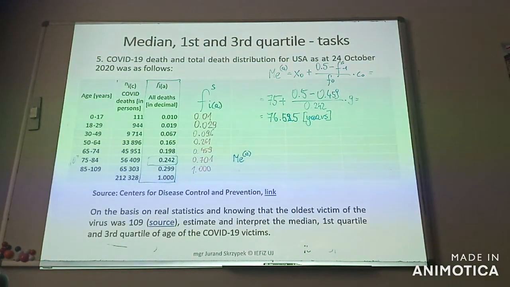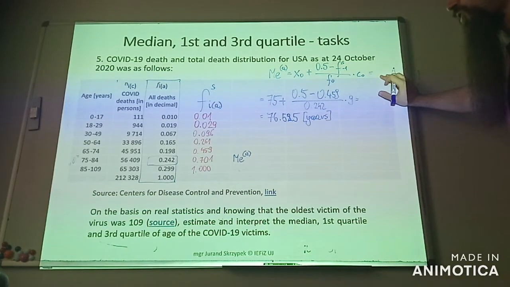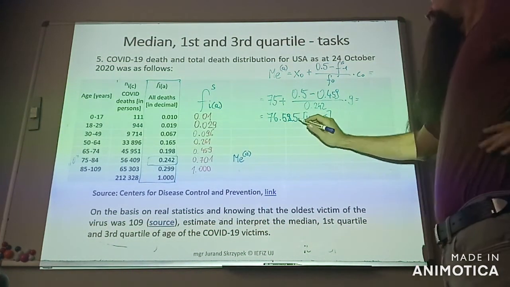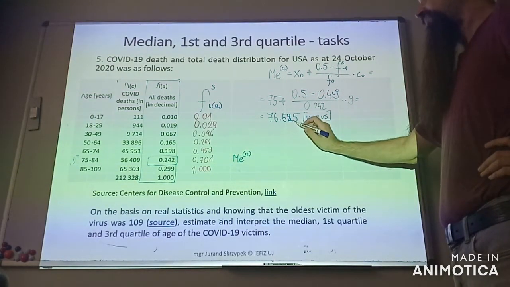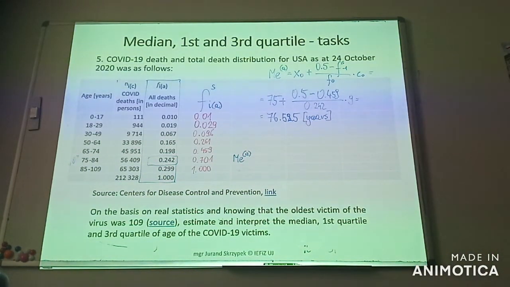The interpretation will be following. 50% of dead people in the US are not younger or not older than about 76.5 years. All right.